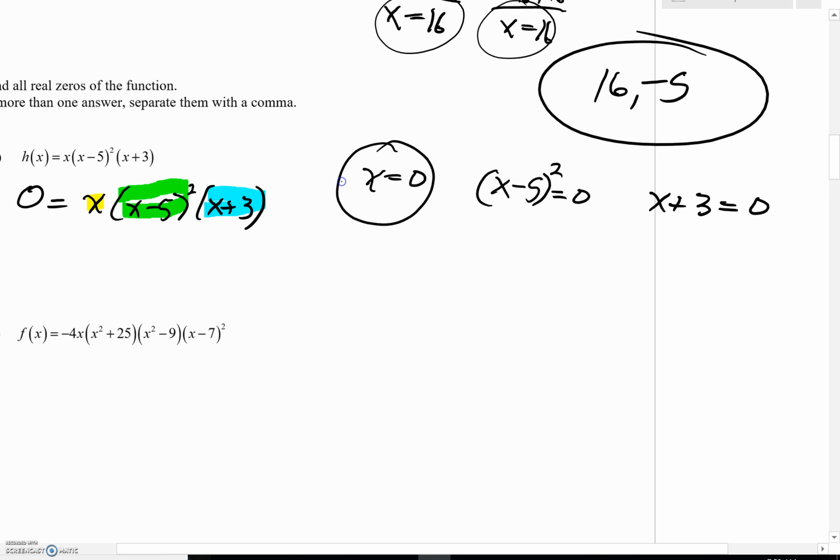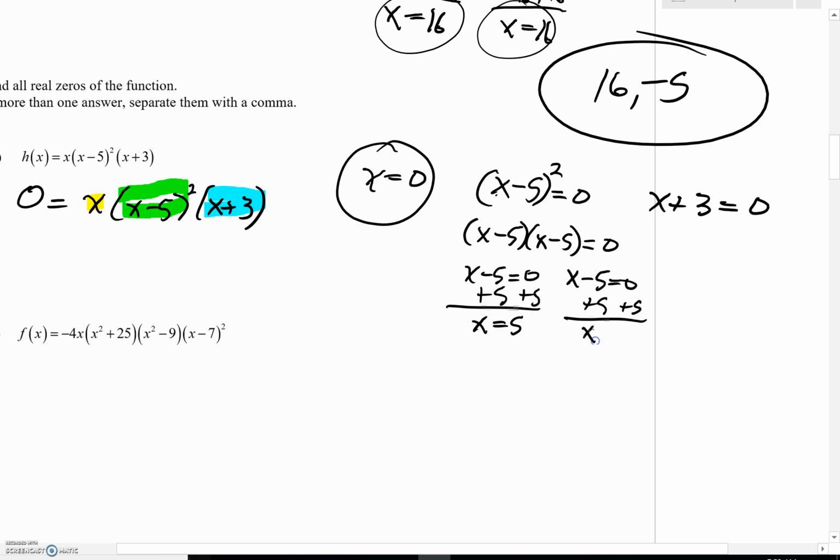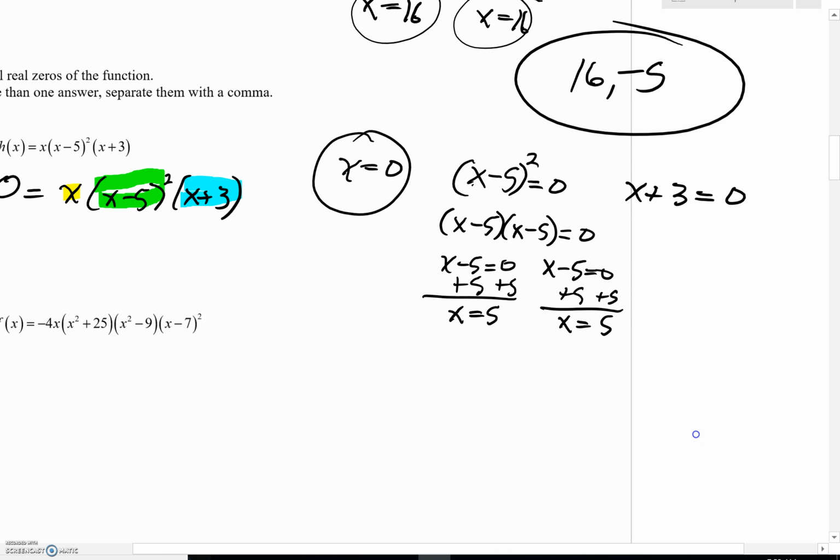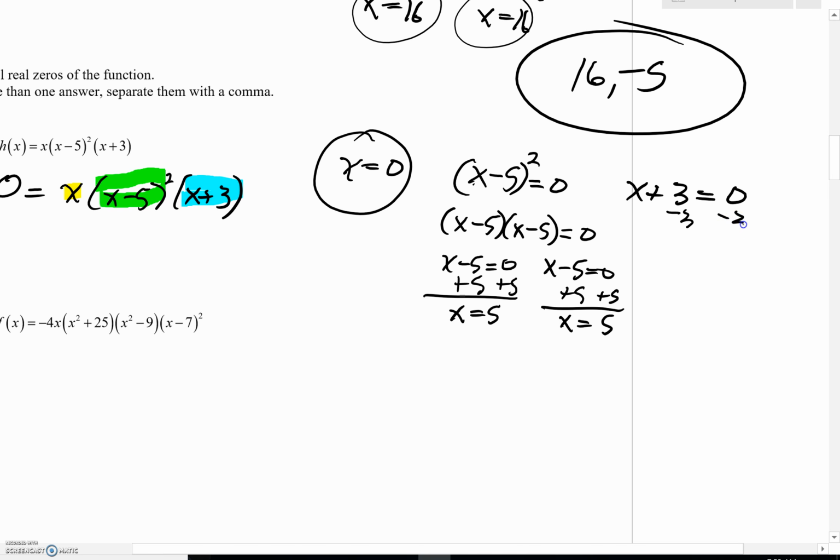Now, if you've got x equals 0, guys, you gotta love it. You're done. You don't have to solve that at all. You've got your answer as is. Squaring something is like saying you've got (x minus 5) times (x minus 5) equals 0, and you'd set each of these equal to 0, and if you add a 5, you'd get x equals 5. You do the exact same thing here. Very often kids will say it's going to be the same exact answer. Here you'd subtract 3, you'd get x equals negative 3.